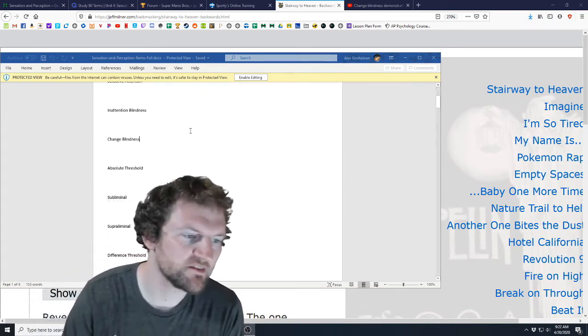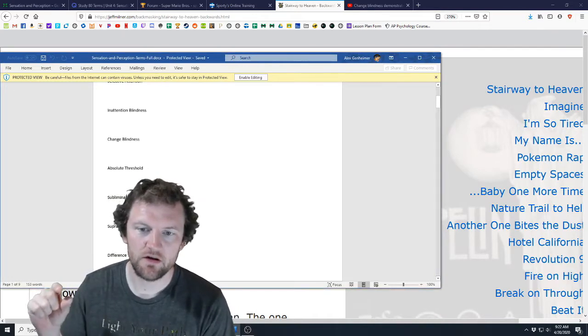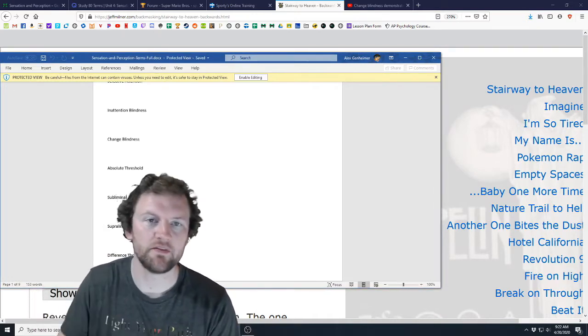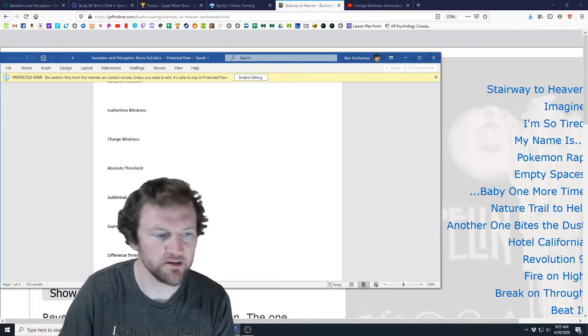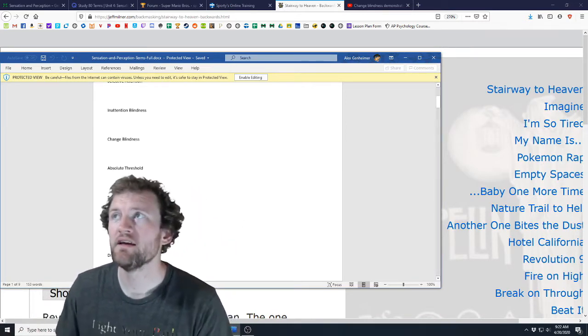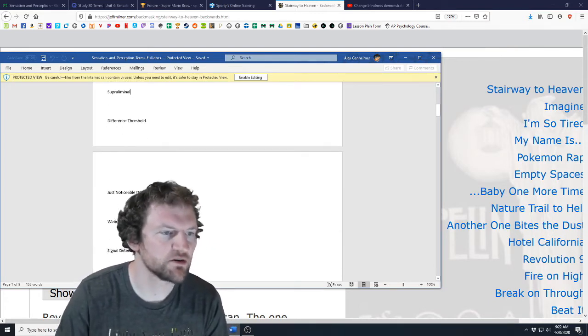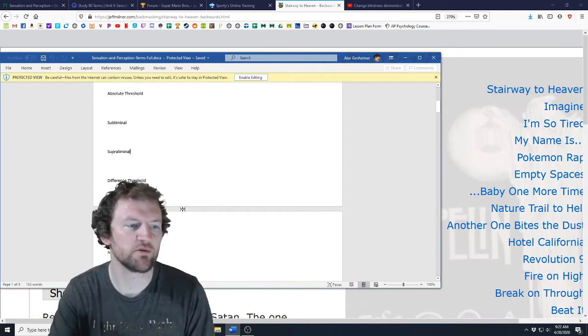Below that point is subliminal. So it was when the voice was still there, but it was so quiet that you couldn't actually perceive it consciously. Supraliminal is anything above the absolute threshold. So my voice right now is supraliminal. It is perceptible. The difference threshold is a subset of absolute threshold.